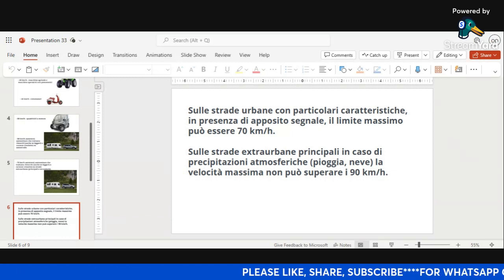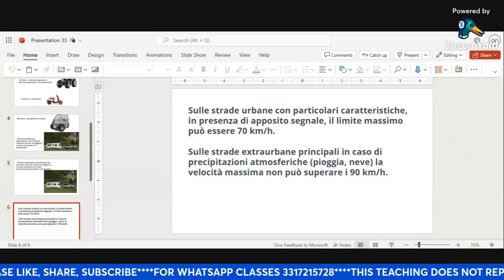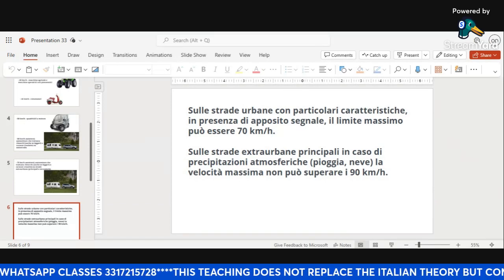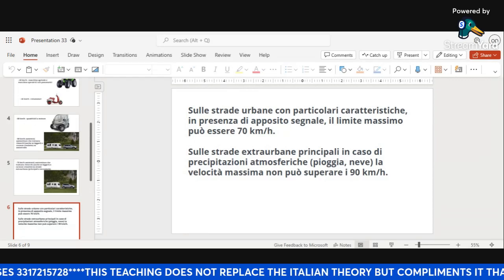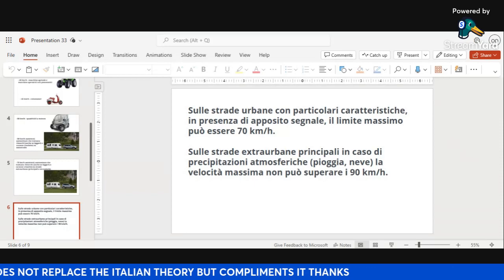So don't be confused, all right? If you see a signal telling you that you can go 70, then you can. But without seeing these signals, in the absence of these signals, what you're supposed to go inside the city is 50 kilometers per hour.